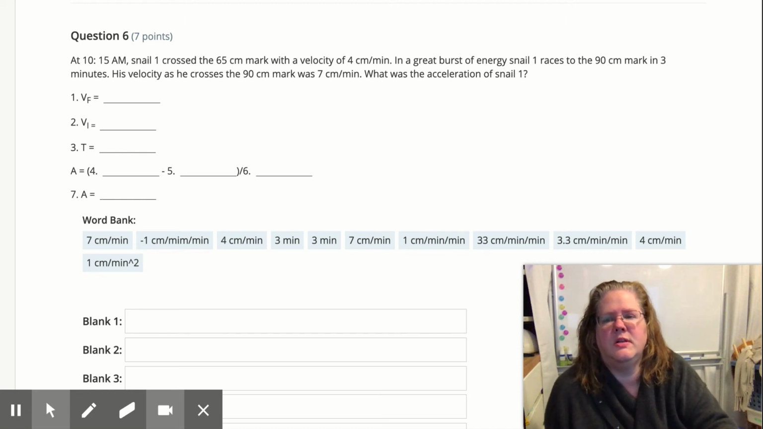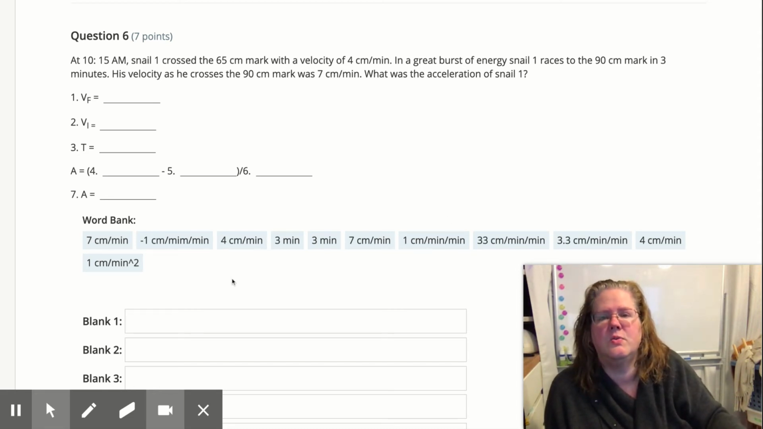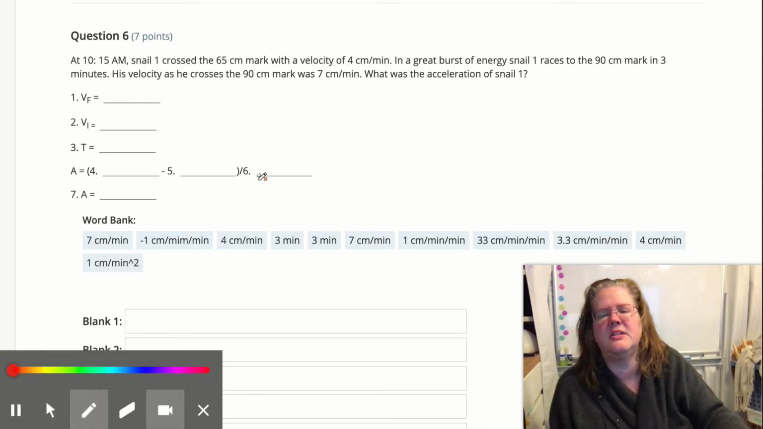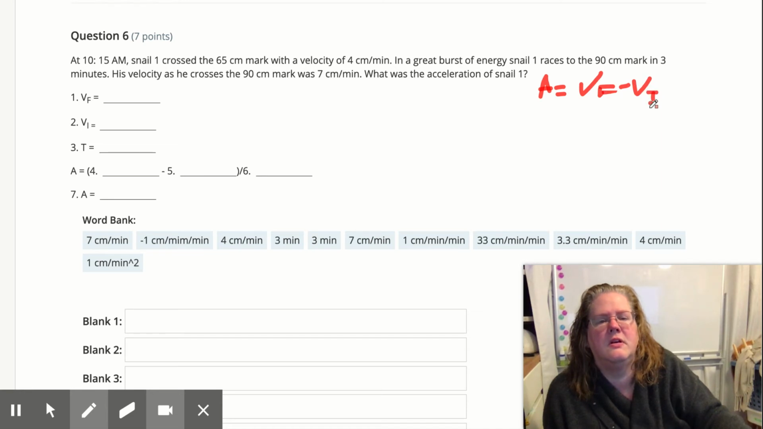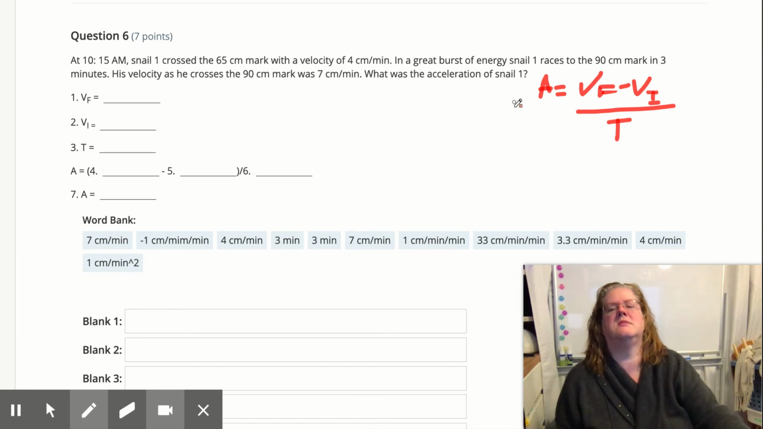Right, so question number 6 has some people, I'm sure, just going, what? There's lots of numbers in here, but here's a trick I want to show you. So, when we're looking at this, get rid of stuff we don't need. Again, identify your equation. We're looking for acceleration. Acceleration is velocity final minus velocity initial divided by time. So we're looking for these three components.